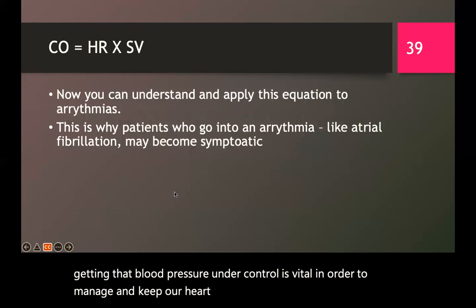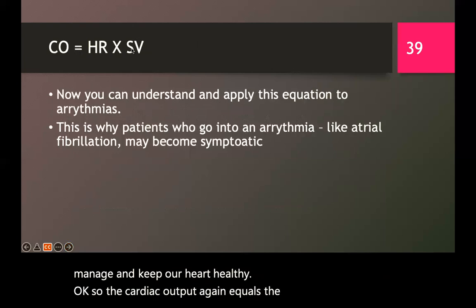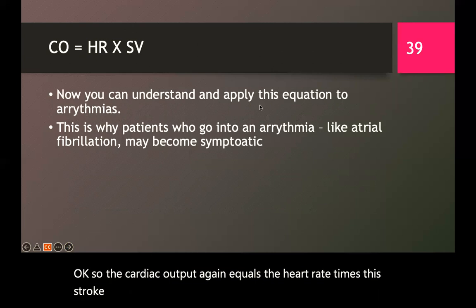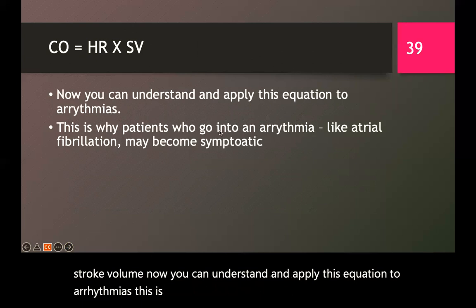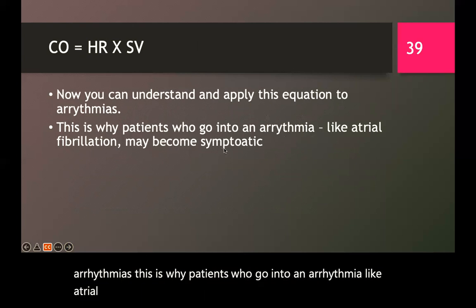All right, so getting that blood pressure under control is vital in order to manage and keep our heart healthy. Okay, so the cardiac output again equals the heart rate times the stroke volume. Now you can understand and apply this equation to arrhythmias. This is why patients who go into an arrhythmia, like atrial AFib, may become symptomatic.